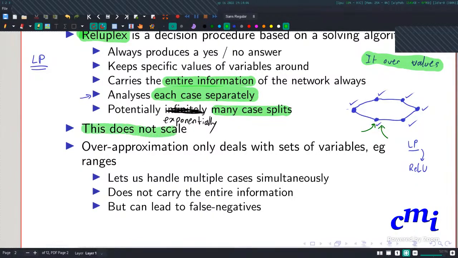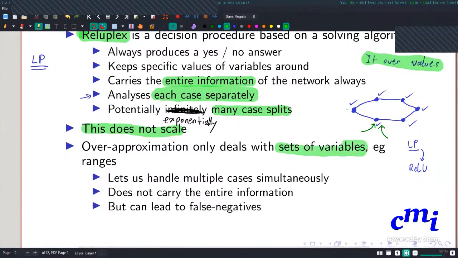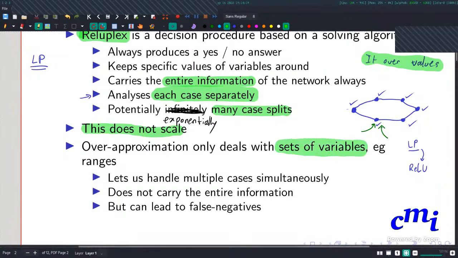And what we instead want to do with over approximation based methods is that instead of taking a single point, they want to take an entire set of points and see if you can deal with an entire set of possible assignments at the same time, right?